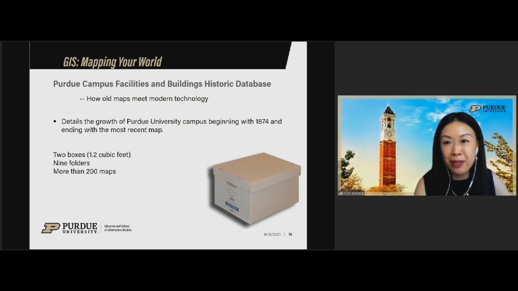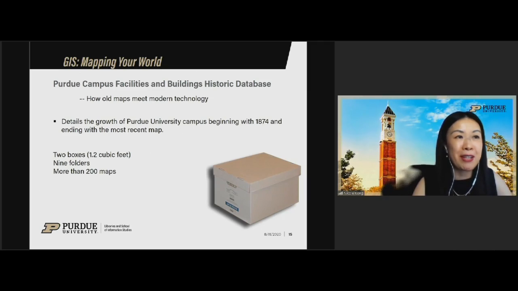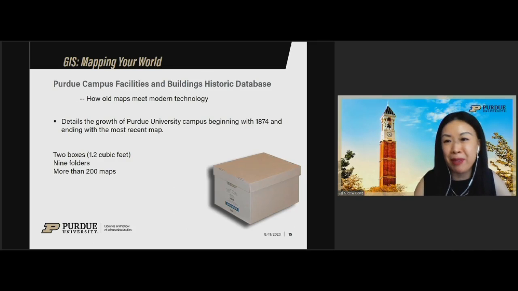And another interesting story I want to share here is a collaboration between the GIS team and the archives. We worked on the Purdue campus facilities and buildings historical database. The Purdue archives have a lot of great collections about all aspects of Purdue. And my favorite one, as you might be able to tell, is about the old maps. So how can old maps meet modern technology? In the Purdue archives, they have collected a lot of historical Purdue campus maps, beginning in 1874 and ending in the most recent years. They have more than 200 maps in 9 folders and 2 big boxes.